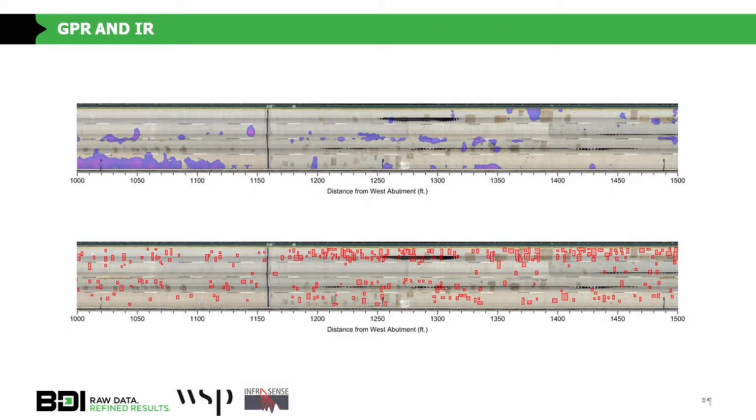We also go through and map the GPR and the infrared images over top of those high-resolution video, so we can see areas that we're going to have potential corrosion, potential problems in the future, and also areas that we have existing delaminations caught by infrared.